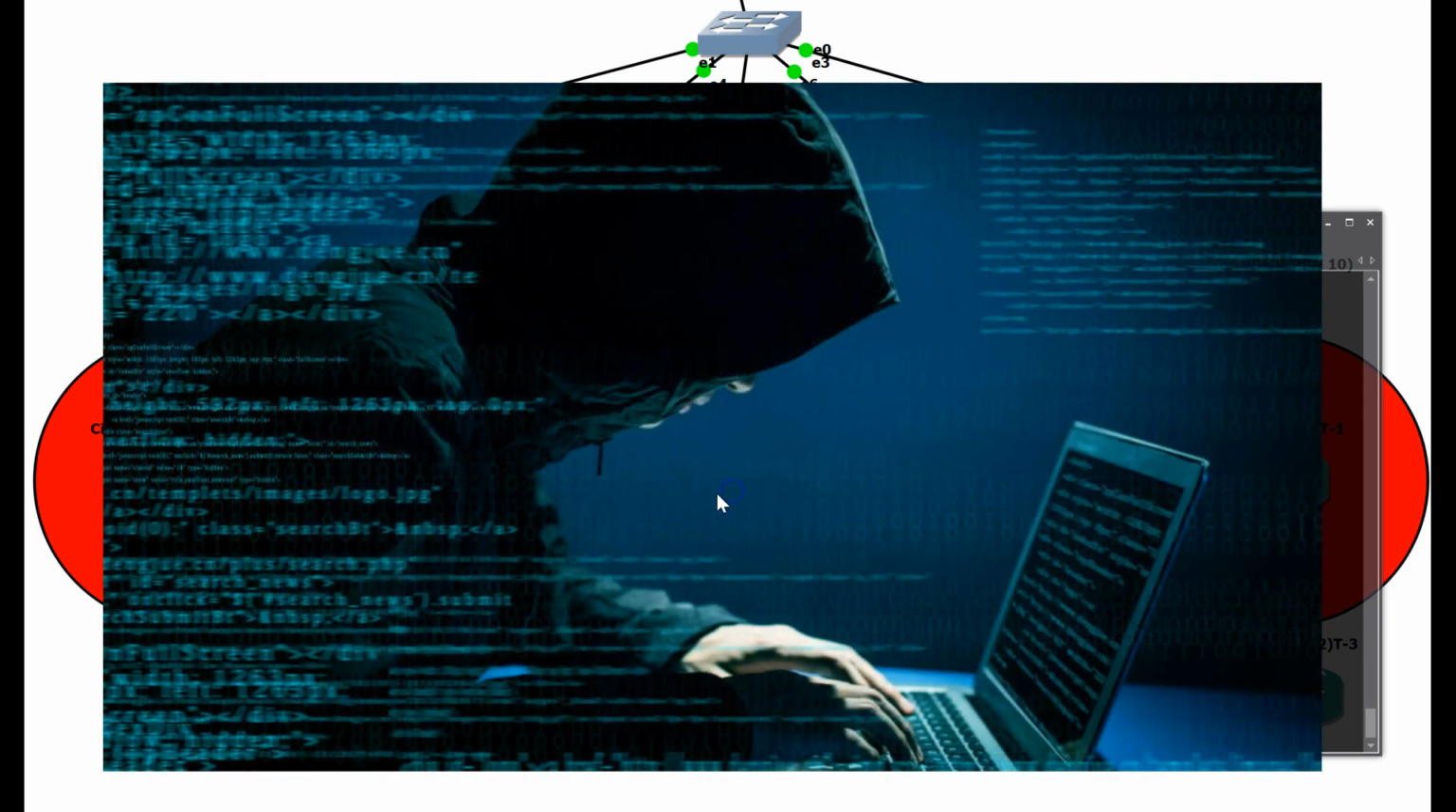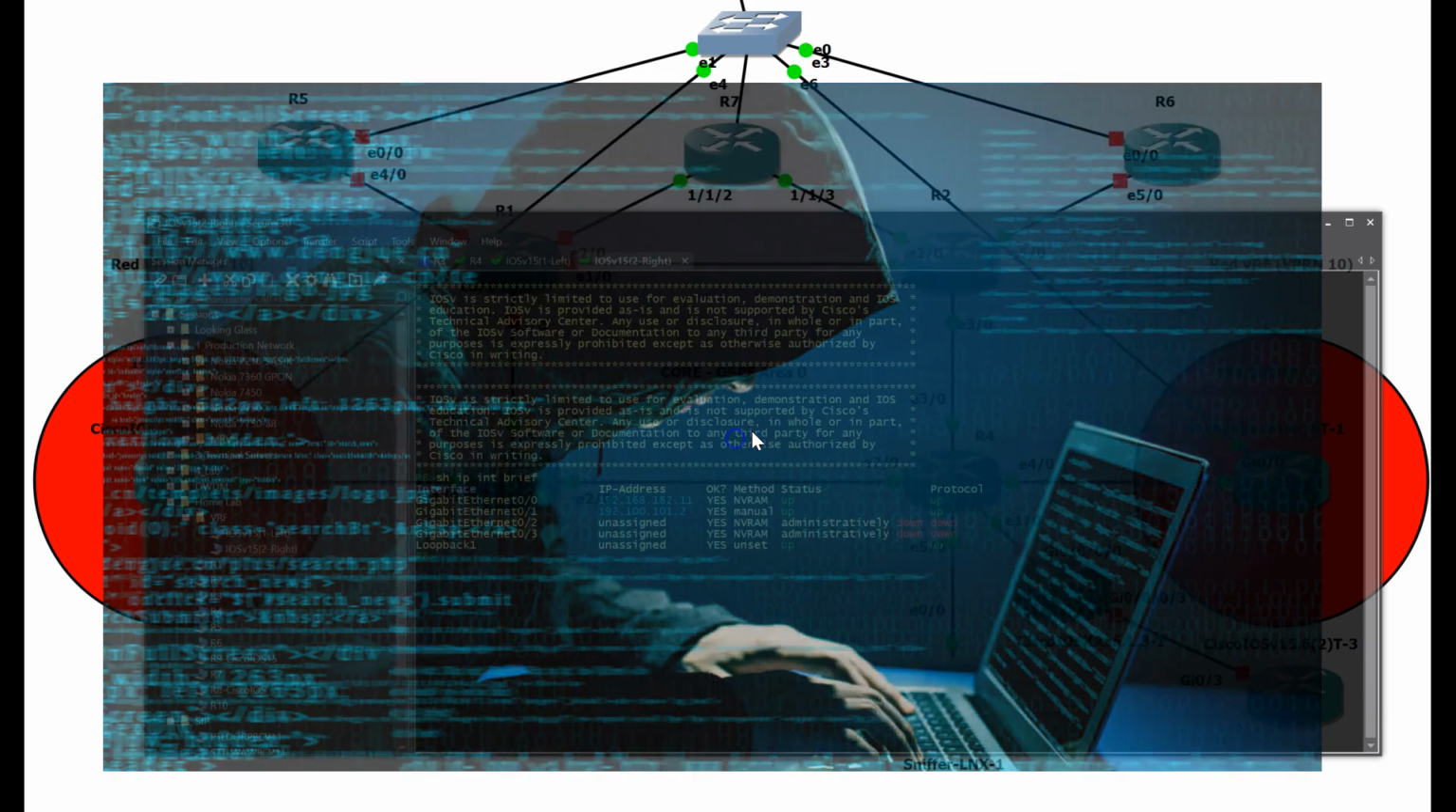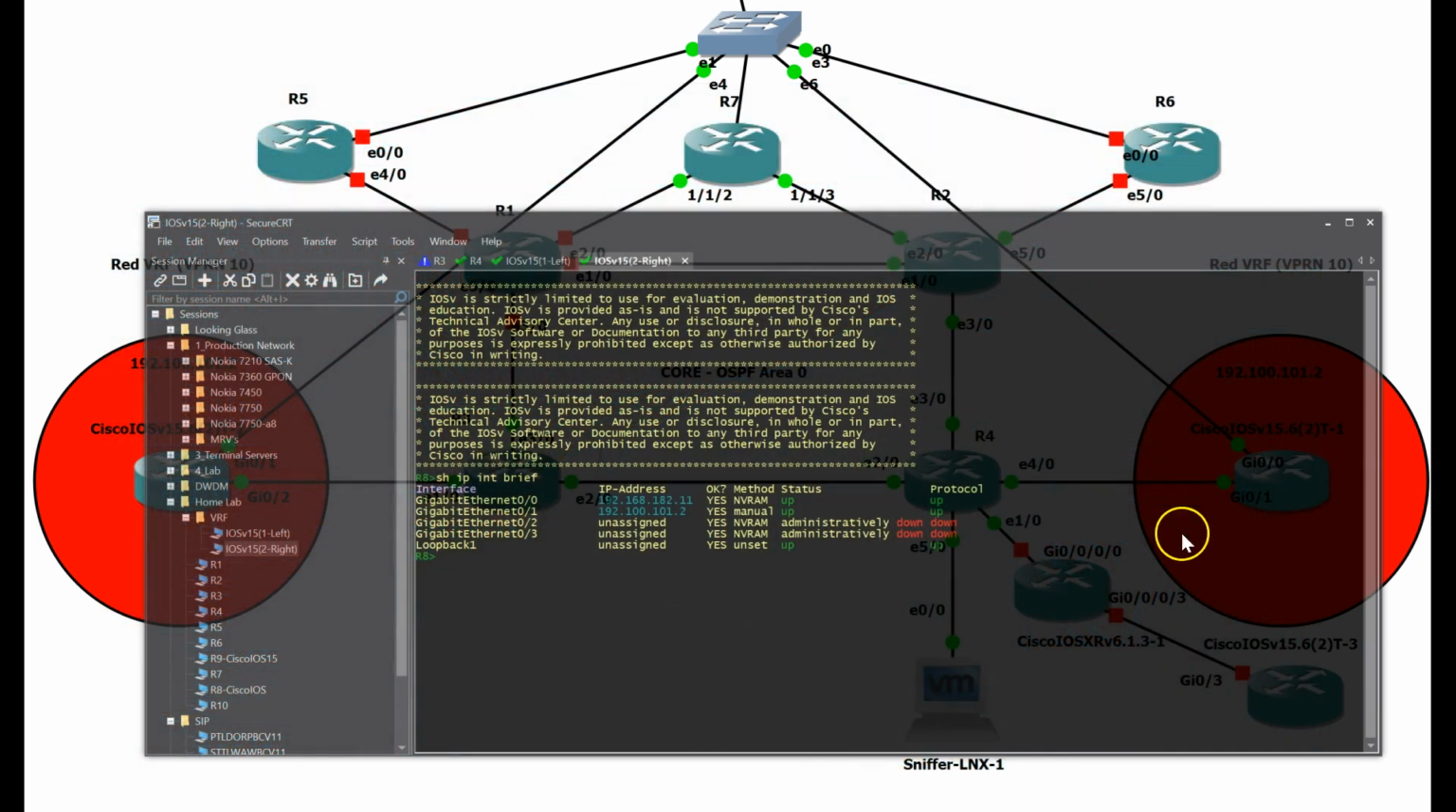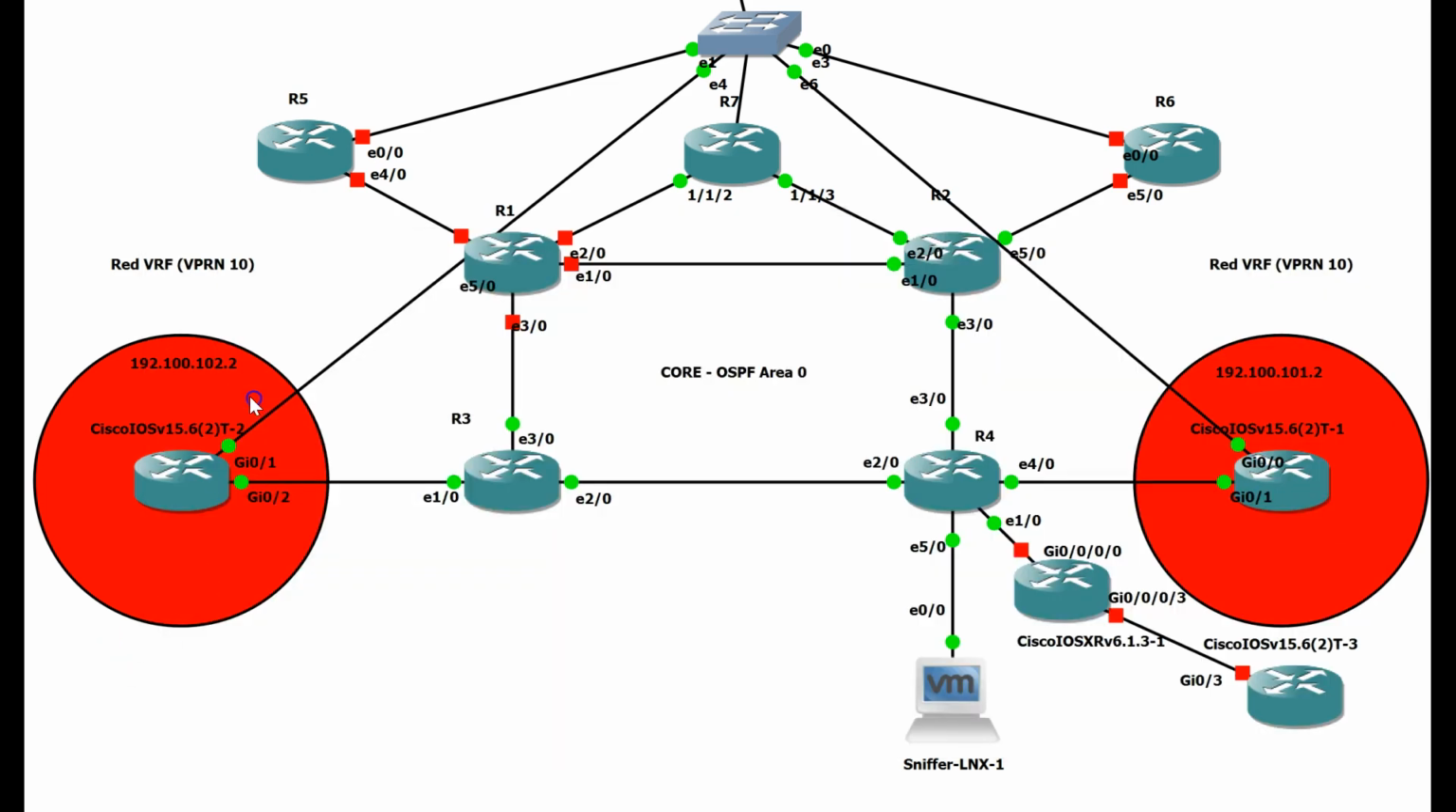So let's start with showing you guys what I got here. This is my red VRF, which is my VPRN 10 in my Nokia services, and you can see this is the interface on the far end device, which is this guy over here, and on the other side it's going to be 100.102.2. So I've got these labeled here. I'll call this the red VRF.